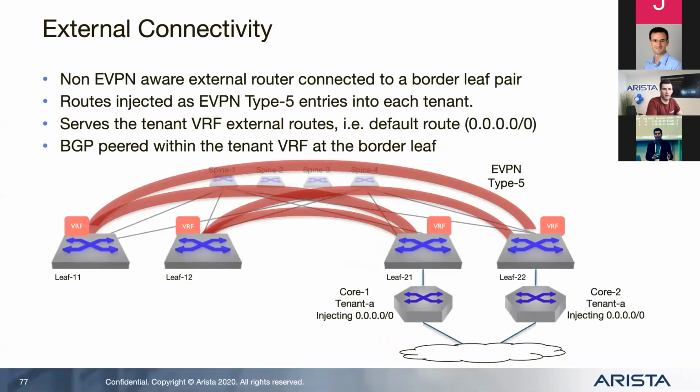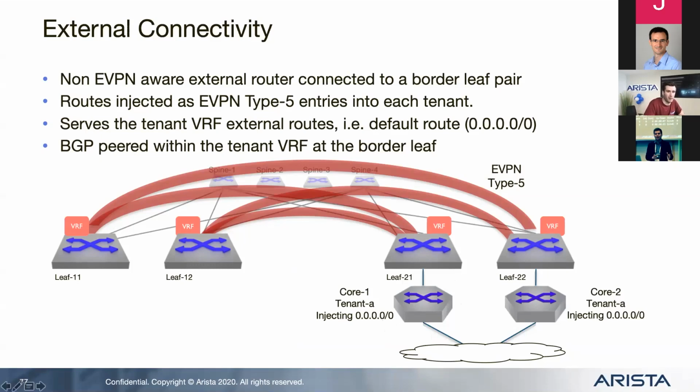So, as for external connectivity, how do you get to the WAN? How do you get to the outside world? How do you get to the internet? This is typically where we would have a border leaf pair where external routers could be connected or external connectivity could be added. The way that these are connected, they can peer within the tenant VRF. We then take the routes that are advertised to us from the external router. These will then appear as type 5 IP prefix EVPN routes, and are advertised to all the other leaf switches which are participating within that tenant.